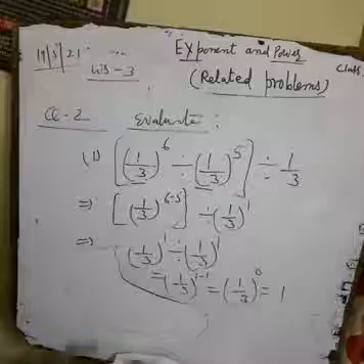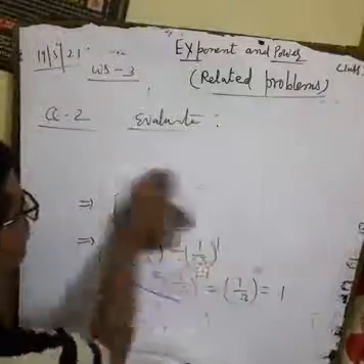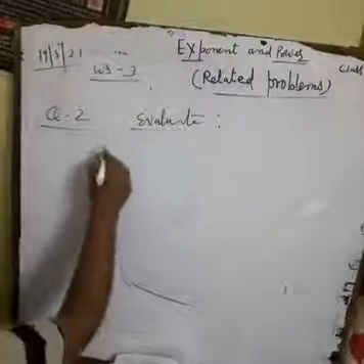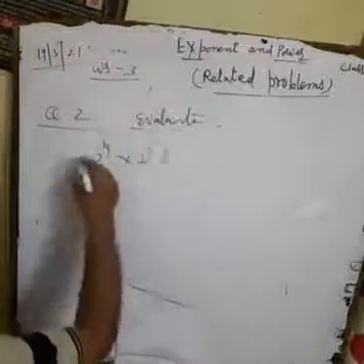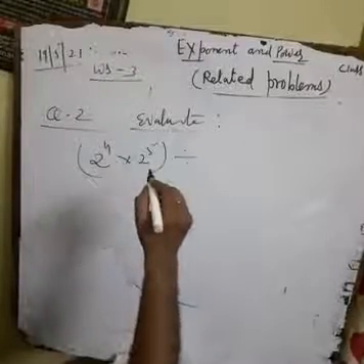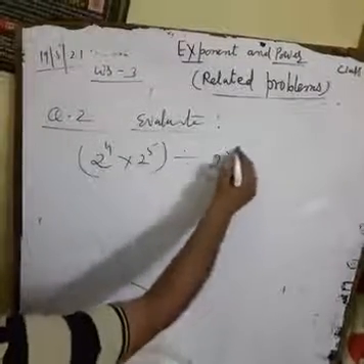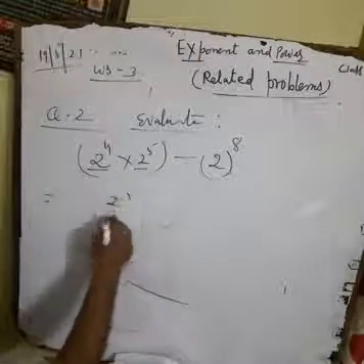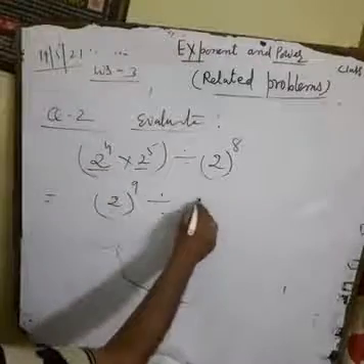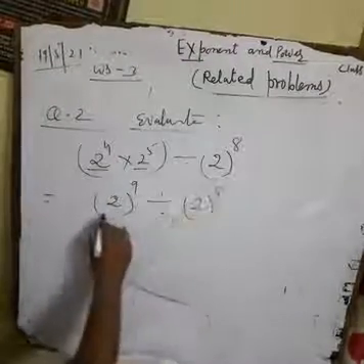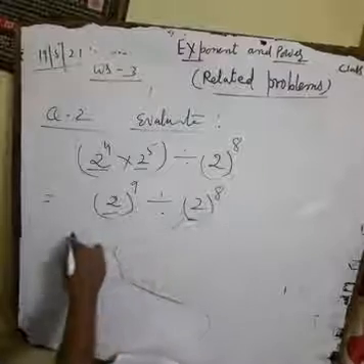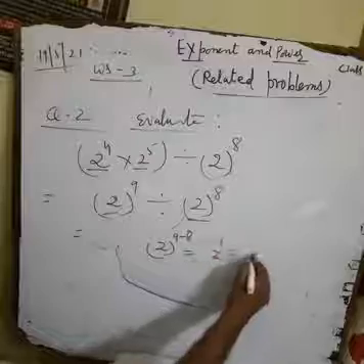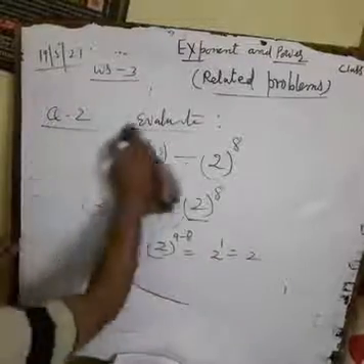Now, one more question. This is 2 to the power 4 into 2 to the power 5 divided by 2 to the power 8. See this, here base is same, power will be added, 2 to the power 9 divided by 2 to the power 8. Now base is same, in the form of divide power will be 9 minus 8, 2 to the power 1, that is 2.